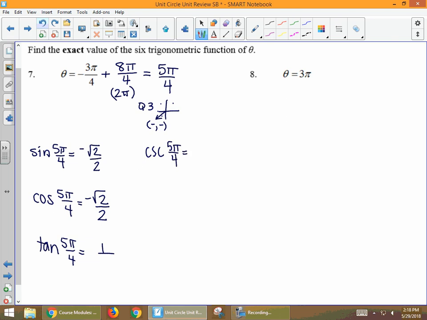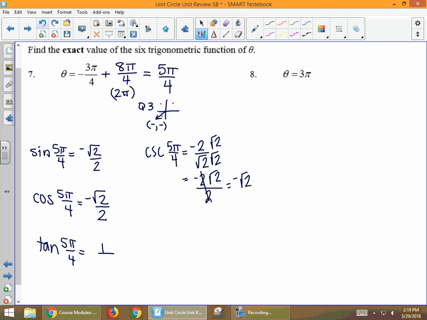I'm writing 5 pi over 4, but you can absolutely write negative 3 pi over 4 if you would like as well. Cosecant of 5 pi over 4, if we flip negative radical 2 over 2, we get 2 over negative radical 2. Stuff like this. So let's do a little work here. Rationalize. Radical 2 times radical 2 is 2. The 2's cancel, so that whole mess is actually just equal to negative radical 2.